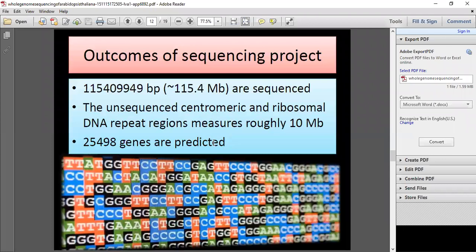So what was the outcome of that project? Mainly approximately base pairs are sequenced. Okay, this unsequenced centromeric and ribosomal DNA repeats region measures about roughly 10 megabase pairs.